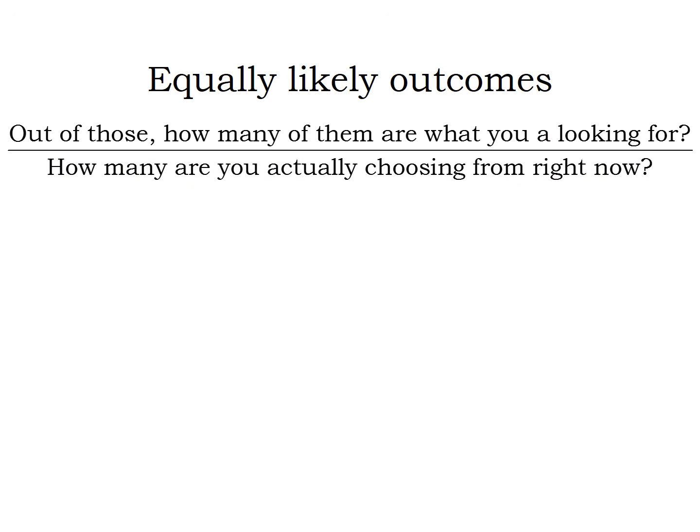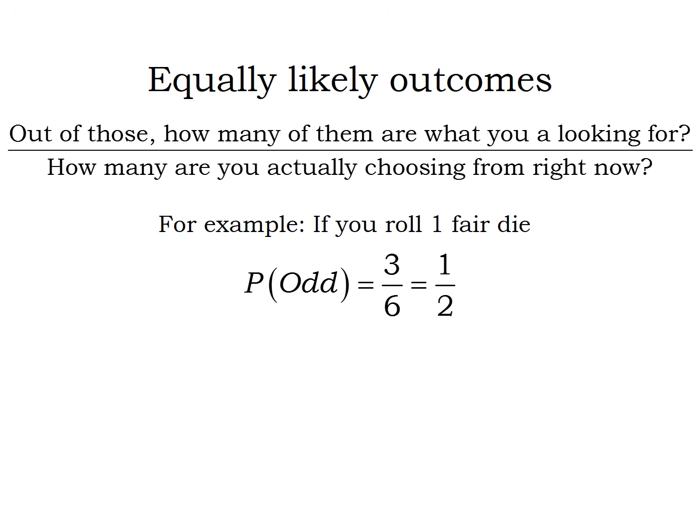So let's look at a few examples. Again, from the fair die, because we all understand what's happening with the fair die. So, I want the probability of rolling an odd number. Well, again, when we roll the fair die, there are 6 numbers to choose from. That's my denominator. And out of those 6, how many are what I'm looking for? Odd. Well, 3 of the 6, of course. And that means we end up with 3/6, which is also equal to 1/2.